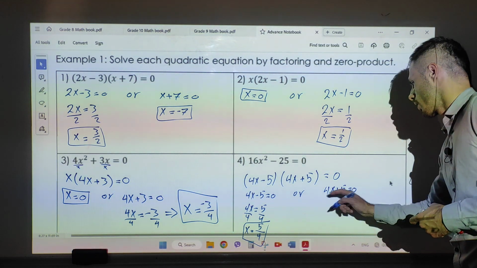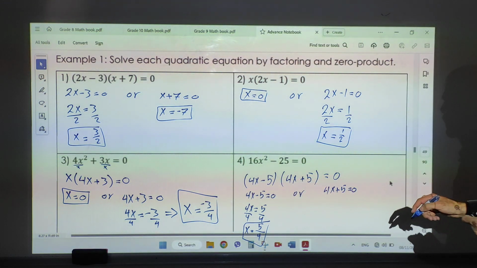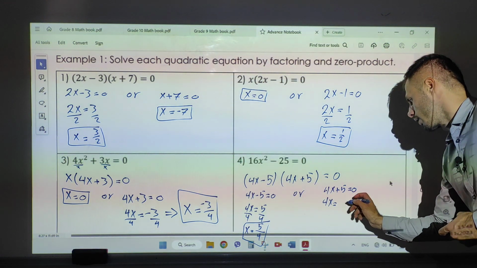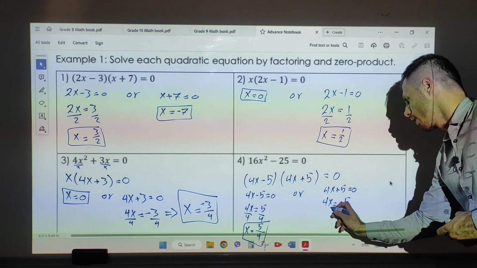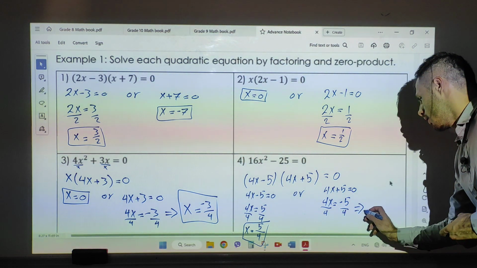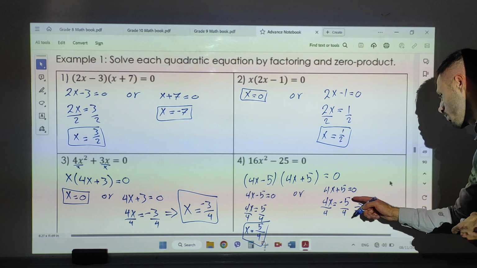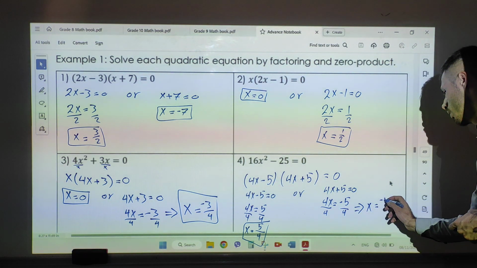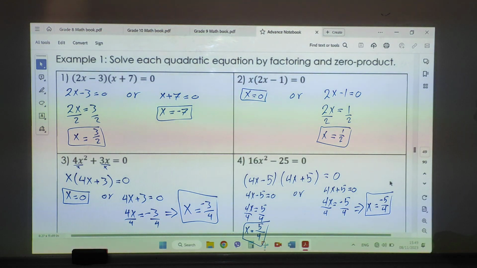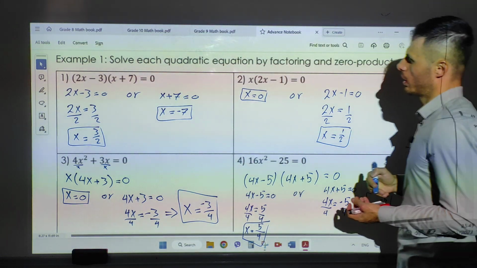The first bracket equals 0 or the second bracket equals 0. 4x equals -5. If we divide it by 4, then x would be -5 over 4. And this is the answer for that second one. That's how we can do solving by factor and zero product.